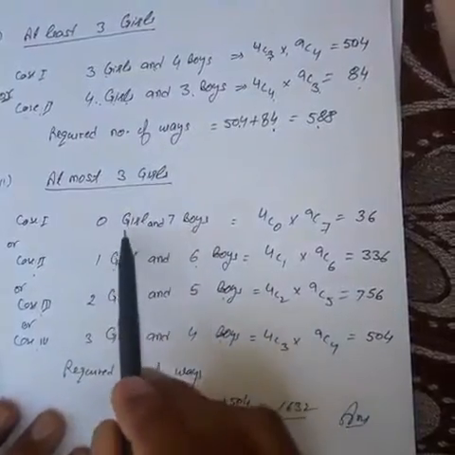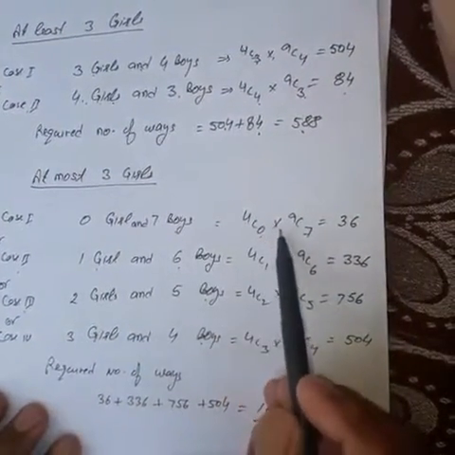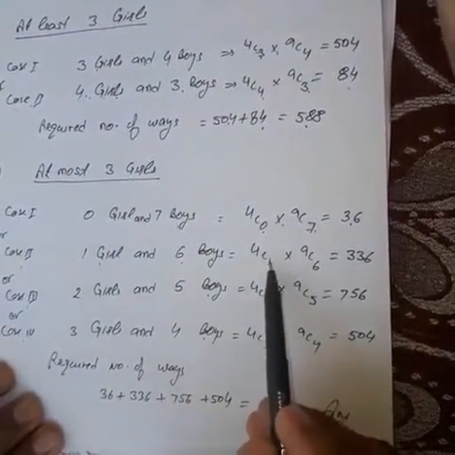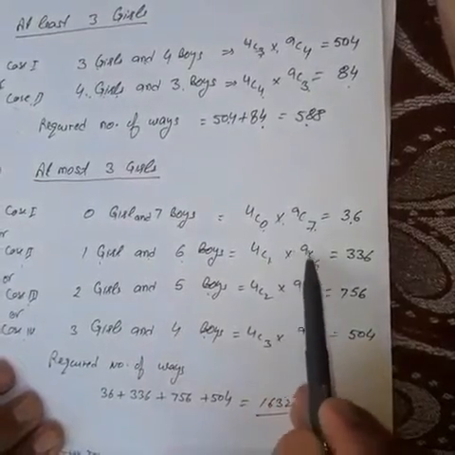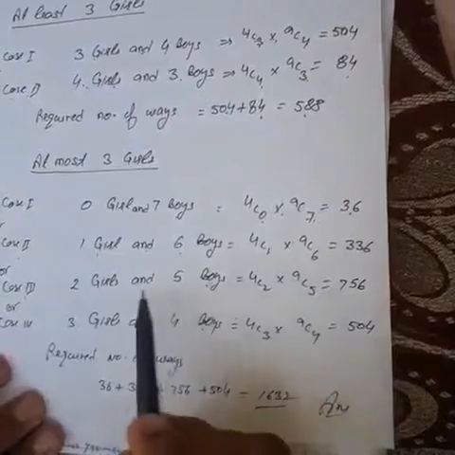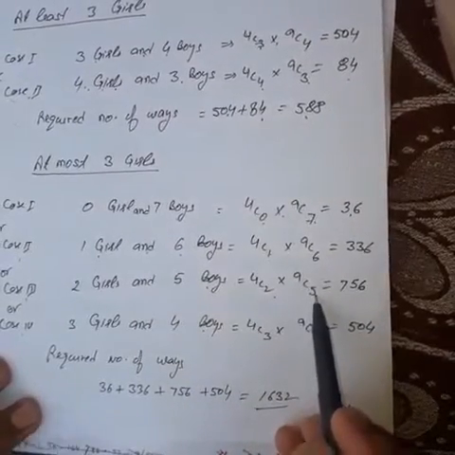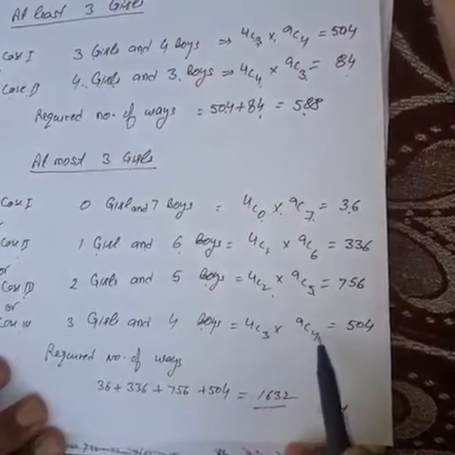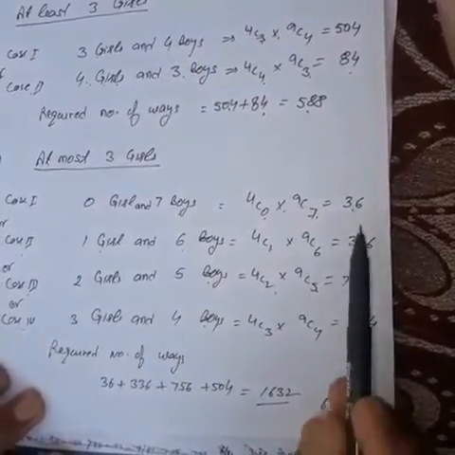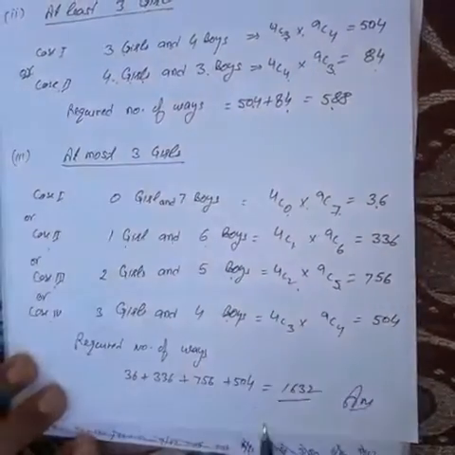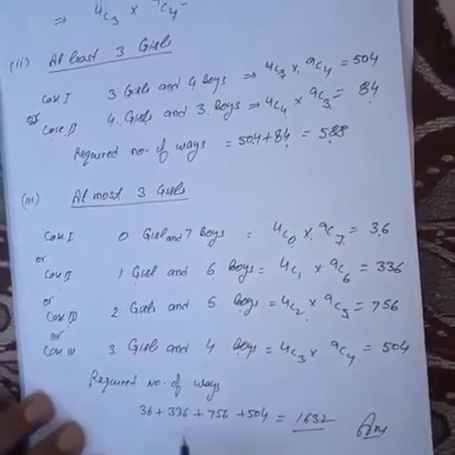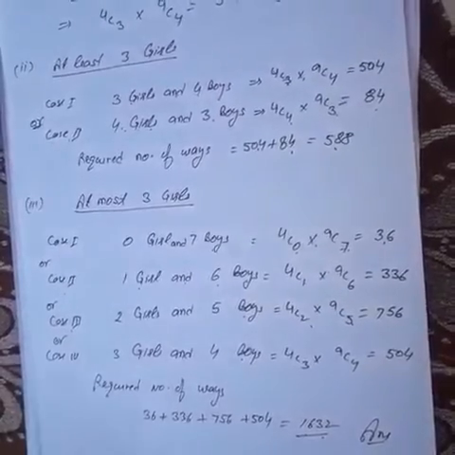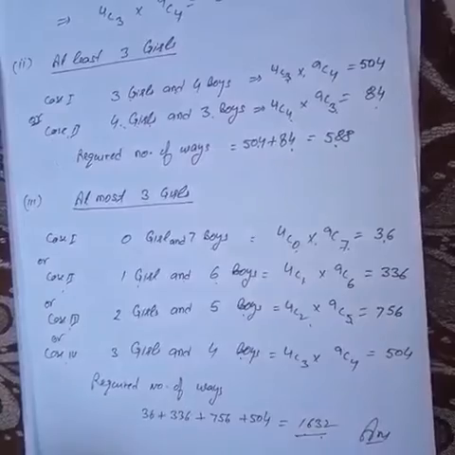So for the first case, 0 girls out of 4, 4C0 multiplied by 9C7. After solution, it is 36. 1 girl out of 4, 4C1, and so we are multiplying 9C6. Similarly, 2 girls and 5 boys, so 4C2 multiplied by 9C5. Similarly, 3 girls out of 4 and 4 boys out of 9, so 4C3 into 9C4. And we have to add all these parts because there is 'or' between these cases. So the total number of ways are, after addition, 1632. I hope it is clear. You try to solve the remaining questions which are left unsolved up to this question. Thank you.